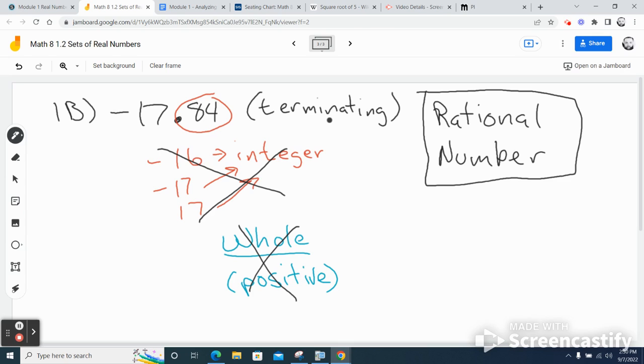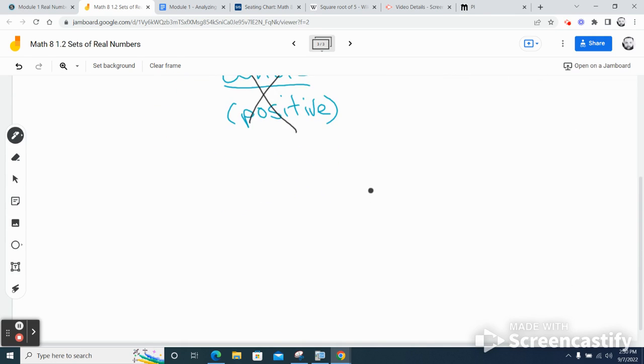It's not irrational because it terminates. Irrational numbers don't terminate. What that means is that the decimal goes 0.84 and that's it. It's done. It's not 0.84, 84, 84, 84. It's not repeating. It's not 84 and then random numbers. It stops at 0.84. It terminates at 0.84. Let's do one more, can we?